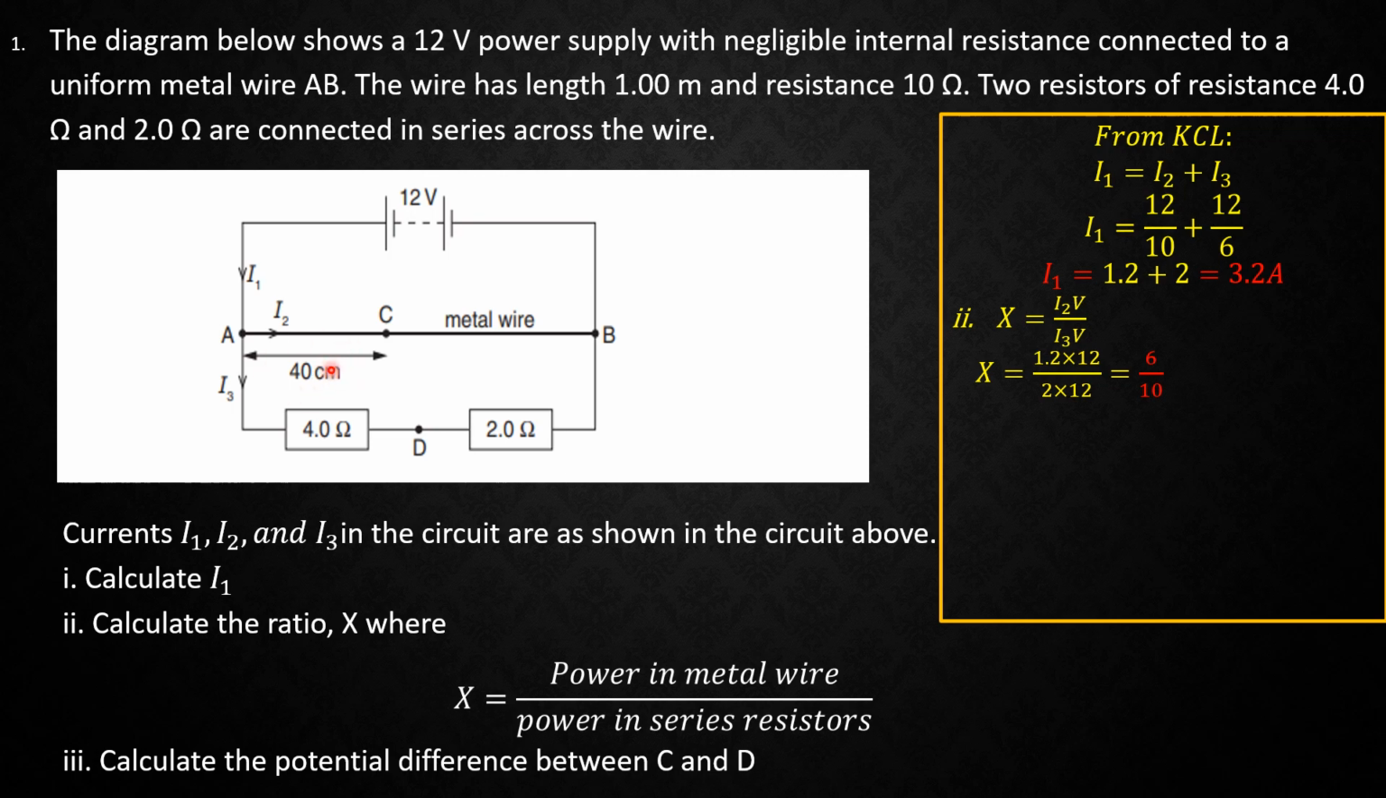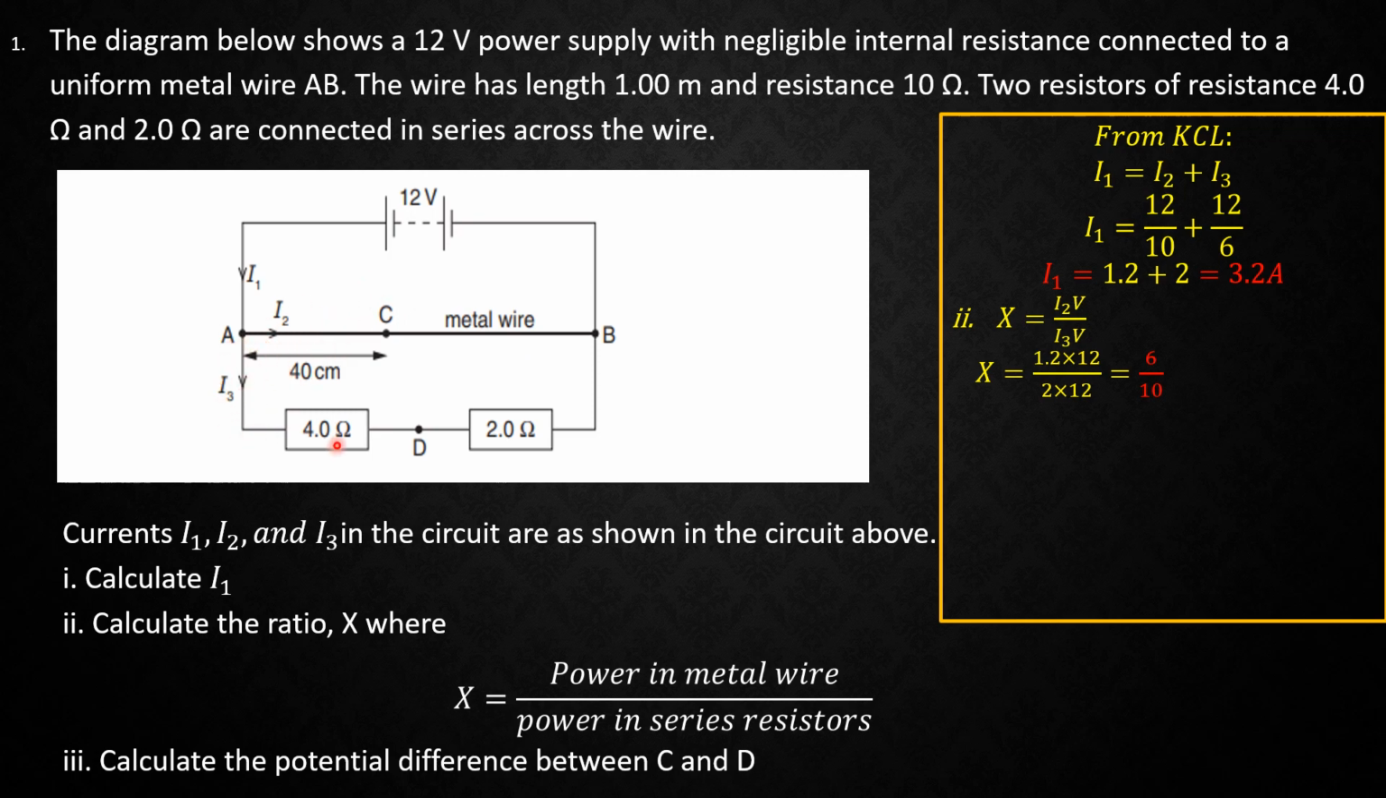So 40 centimeters means that this length is actually associated with a certain resistance, which we can calculate. And that resistance is basically, if this entire length is 100 centimeters, it means that this 40 centimeters is basically 40% the resistance of the entire wire, which is basically 0.4 multiplied by 10, right? So that's the resistance of this portion multiplied by this I2 gives you the potential that is dropped here.